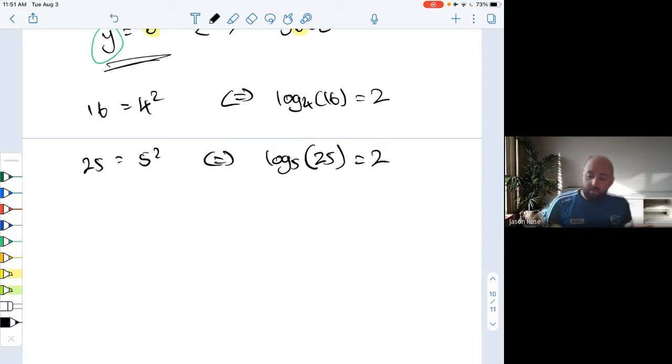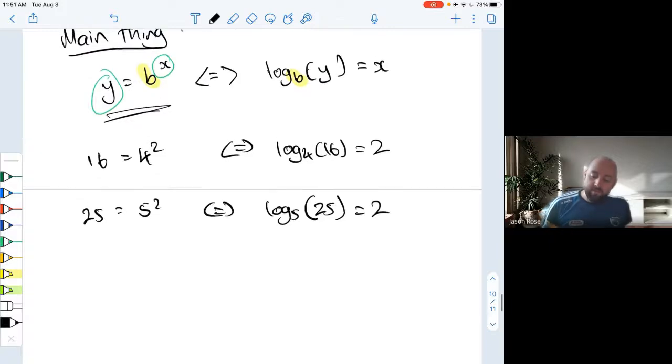So that's really the main thing to remember, is that logs and exponents are related in this way, and they're the inverses of one another. Okay. Are there any questions so far?